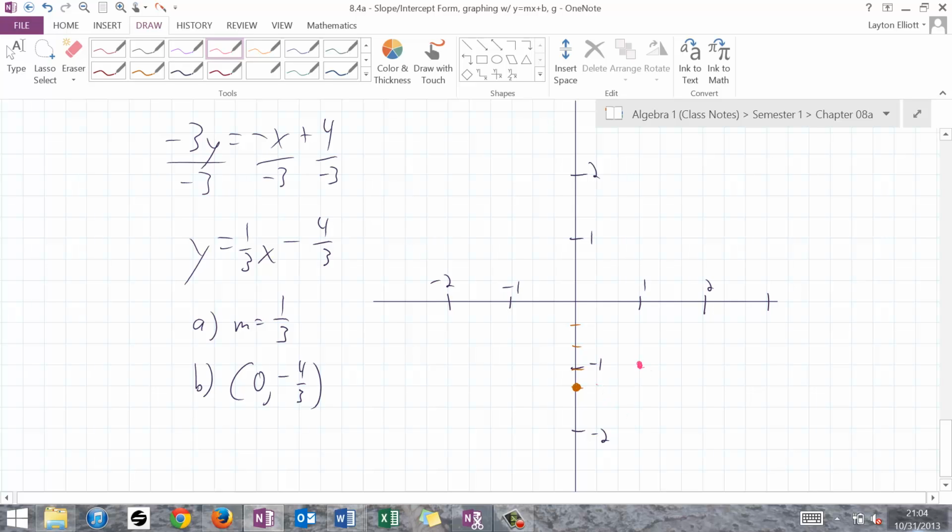Like this. Or I could go up 1 whole unit, which would be to go this way, and then over 3, which would be to go 1, 2, and 3 that way. Doesn't matter. If you look at how the ratio is working, it's all the same. Up 1 over 3, then down 1 left 3. And then I connect. And I'm going to label this line, y is equal to 1/3 x minus 4/3. And then I'm going to check. I have a positive slope of 1/3, and yes, my y-intercept is at -4/3.